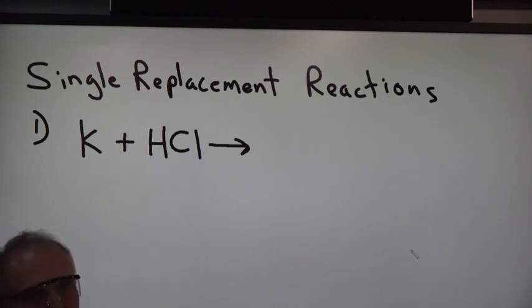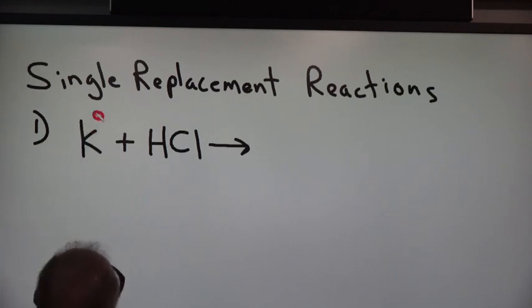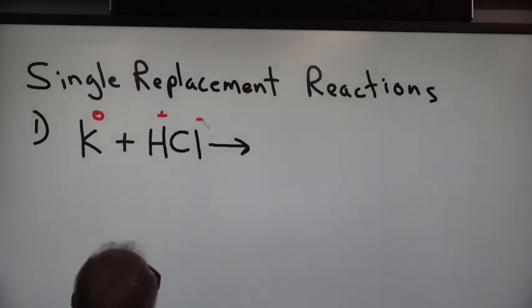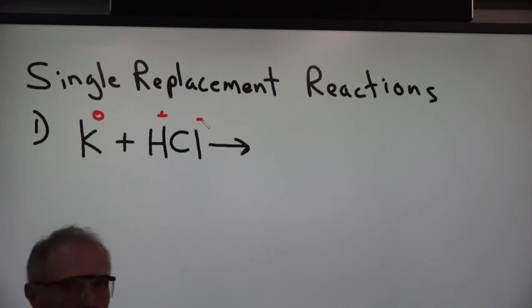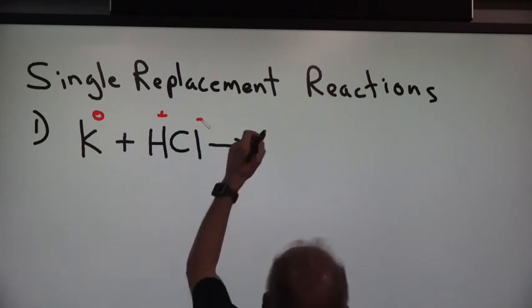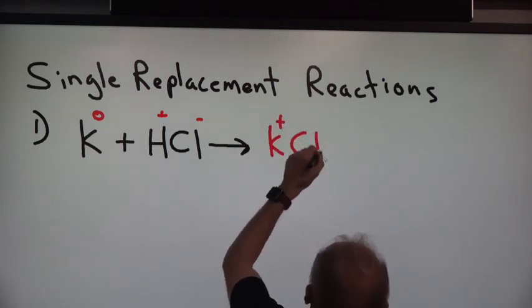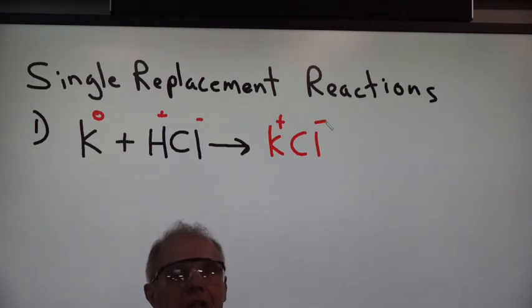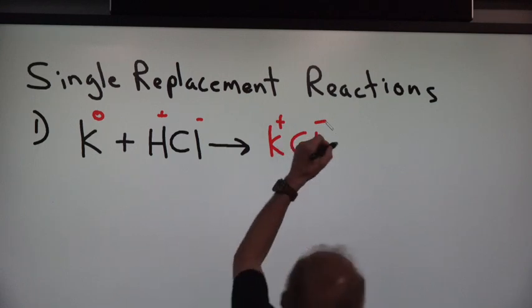You're going to have to find your charges. Since potassium is by itself, it's neutral. And you know H is a positive and Cl is a minus. Okay? Now, K and H are going to replace each other. So over here, I get K plus Cl minus. And since it's a positive 1 and a minus 1, the sum of the oxidation states equals 0. We don't have to crisscross, do anything. Now, here's what else we get.